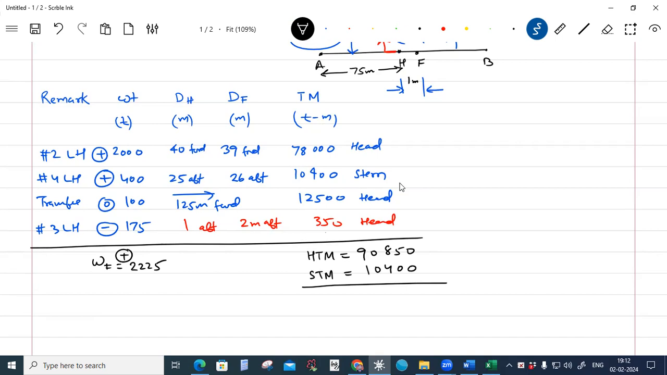500 plus 350, all right, 90850 and minus 10400. So what is the final trimming moment? 80450. 80450. No need to write the unit, it is written above. If you want, you can write it later. Right. Okay, so you have the final trimming moment.